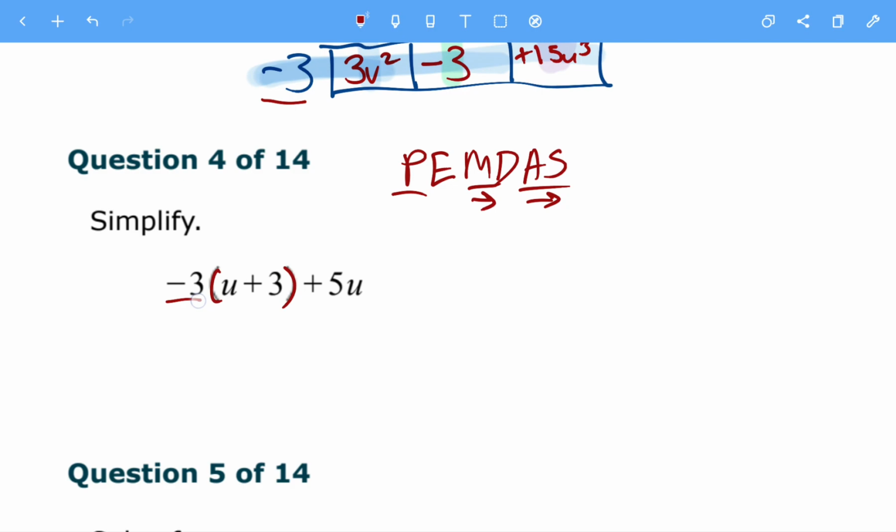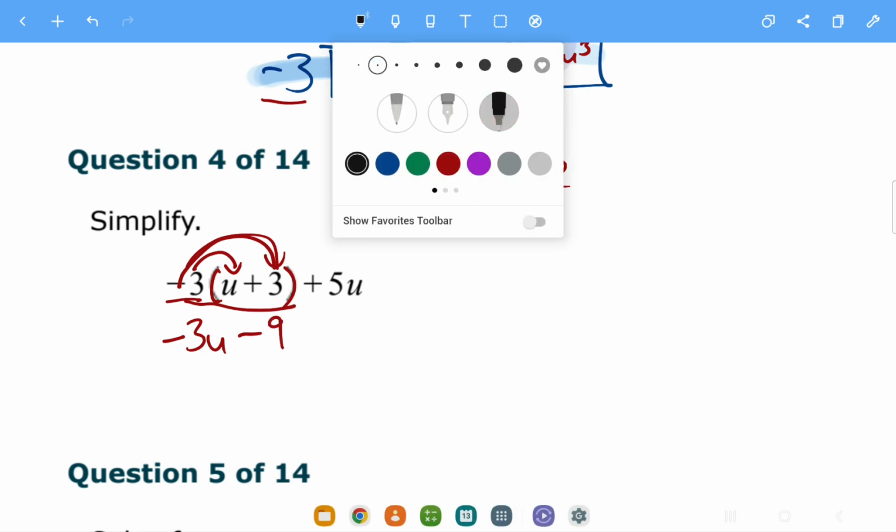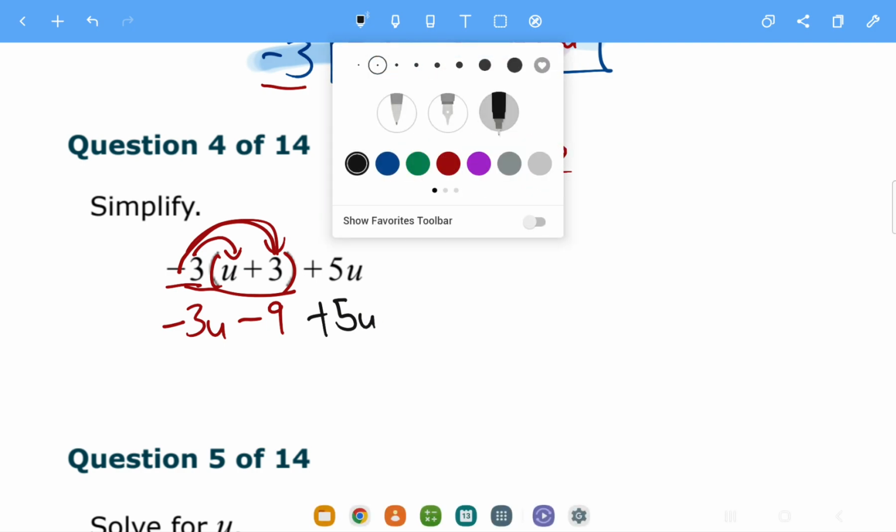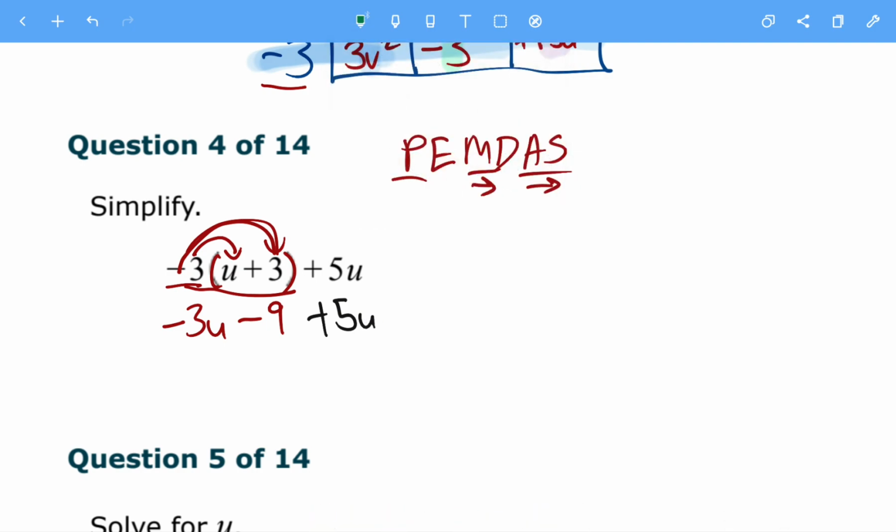So -3 times u plus 3. I'm going to use the rainbow method. So -3 times u gives me -3u. -3 times +3 gives me -9. And then we still have the plus 5u. So we're done with that. Now we have exponents. There's no exponents. Multiplication or division. We don't have anything to multiply.